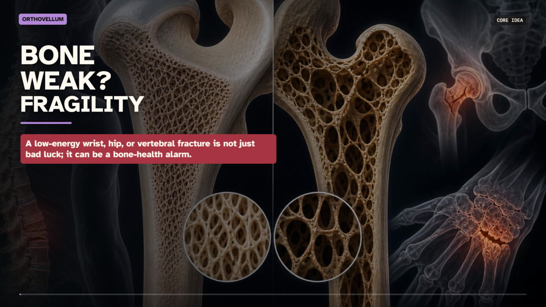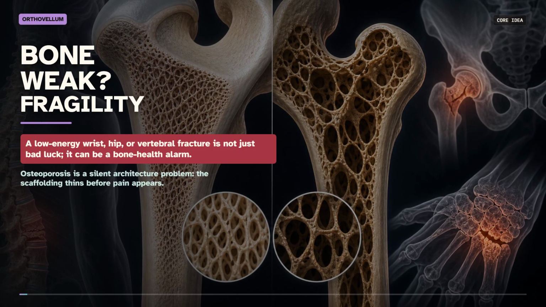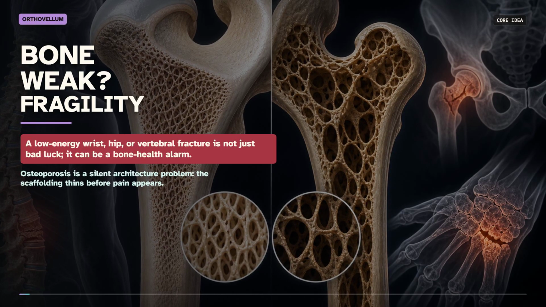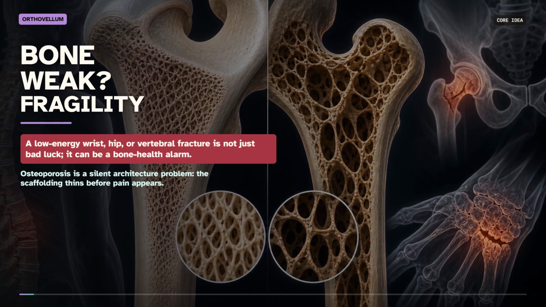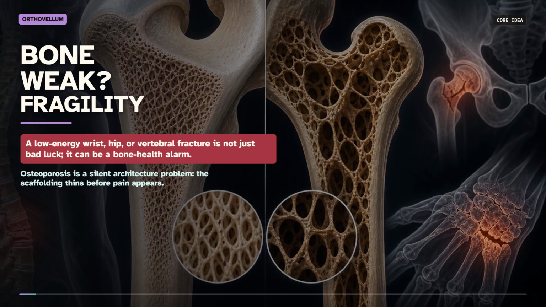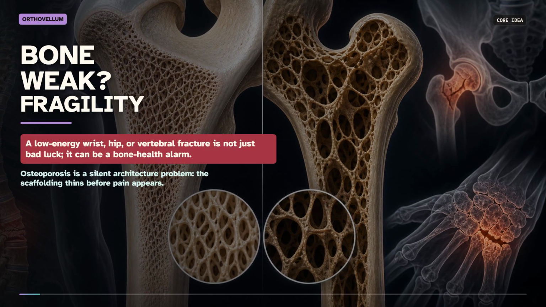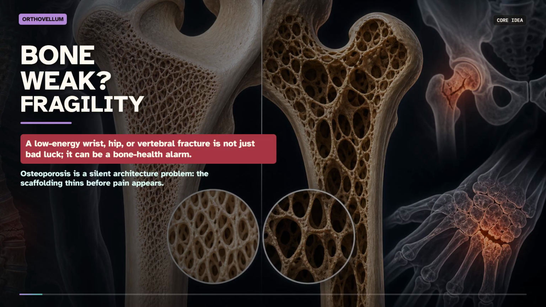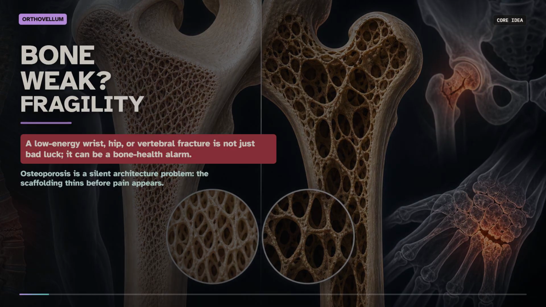Today, we are going to make osteoporosis simple without making it shallow. Osteoporosis is a silent architecture problem. The scaffolding thins before pain appears. The common trap is this: a low-energy wrist, hip, or vertebral fracture is not just bad luck. It can be a bone health alarm. By the end, a patient should understand what is happening, and a resident should know what decisions matter.